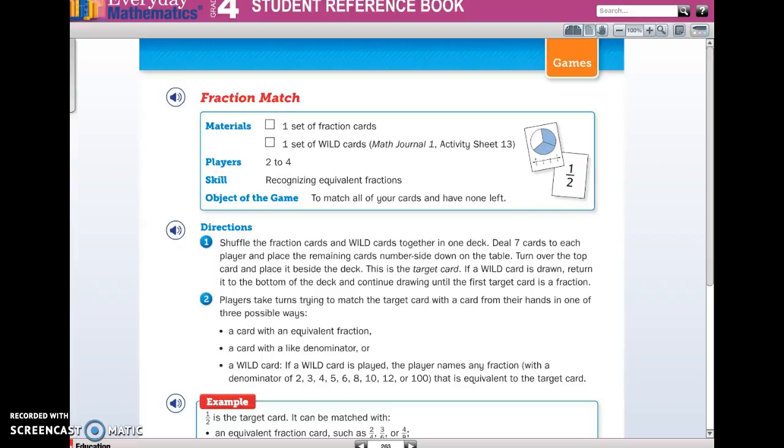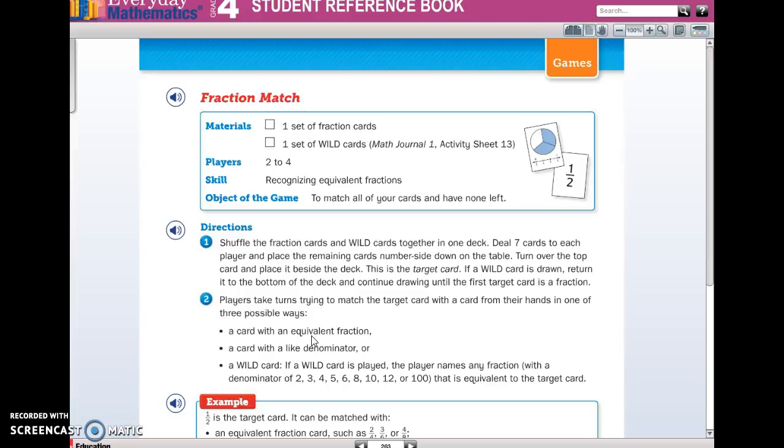Hey there, fourth grade. We are going to look at a game called Fraction Match. It's found on page 263 of your SRB, if you have any further questions or need a review of how to play. This game's a lot like Uno.